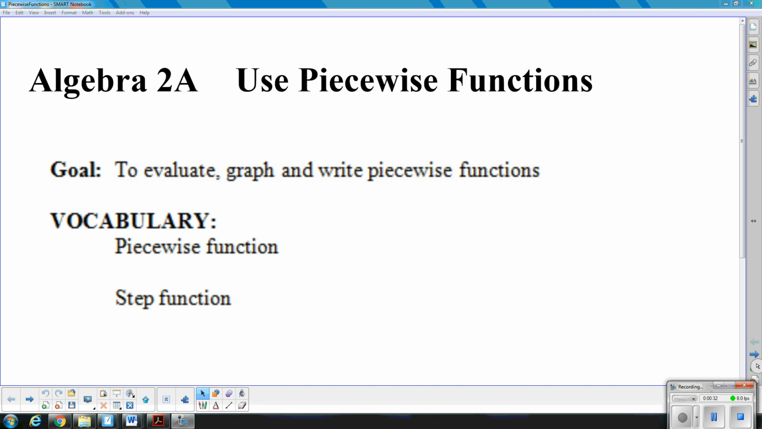So a couple key terms: piecewise function. A piecewise function has at least two equations, and each equation applies to a different part of the function's domain.